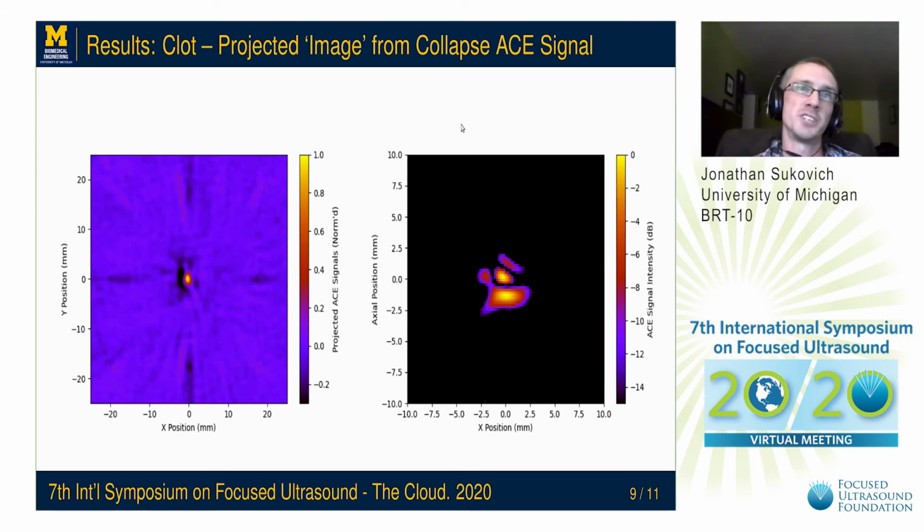Projecting those ACE signals into the field, you can generate an image of the volume where the cavitation event was located. So on the left is the transverse plane image of the projected ACE signals. On the right is a projected intensity of the ACE signals in the axial direction of the array. And so the 3 dB volume of this is about 3 or 4 millimeters, so fairly compact for no aberration correction.